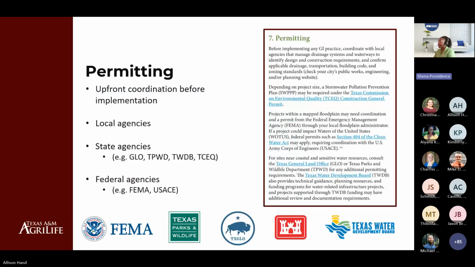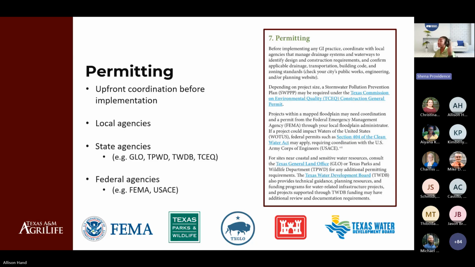Another important component to consider upfront before implementing any green infrastructure practice is coordination with the various agencies. And so that can look like the local, state, or federal agencies. At the local level, that may look like coordinating with any agency that manages drainage systems and waterways to identify design and construction requirements and to confirm applicable drainage, transportation, building codes, and zoning codes. You can typically check your city's public works, engineering, and or planning website for that information.